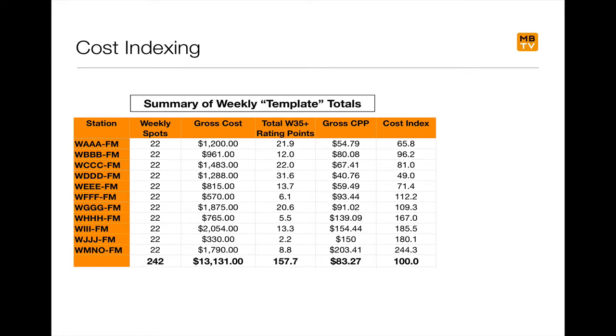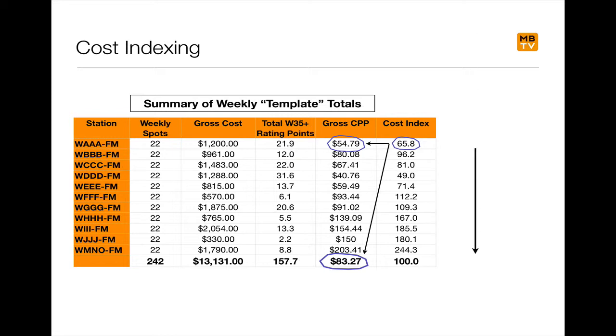So what we see here is sort of a summary of the weekly template delivery of 11 different radio stations. And on the far end here we have the cost index, which is calculated very simply by comparing each individual station's average cost per point for women 35 plus with the average cost per point of all the stations under consideration. You multiply that by 100 and you get your cost index.